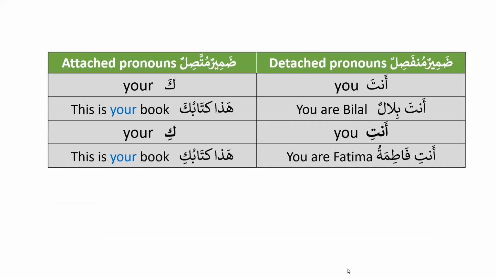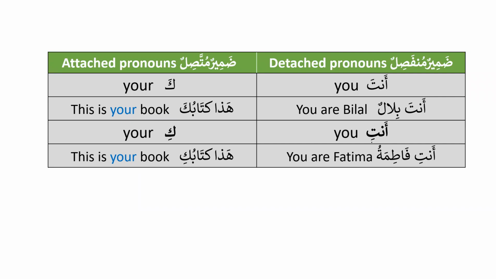So let's begin. We have learned already that anta means you, and it is used for the second person masculine singular. When we use the attached pronoun, we use ka. For example, anta bilalun, you are Bilal. Hadha kitabuka, this is your book. Now, if you are talking to a singular feminine, what do we say? We say anti.